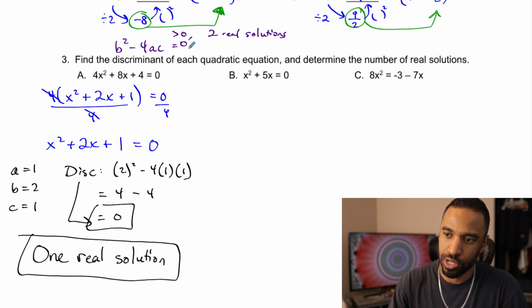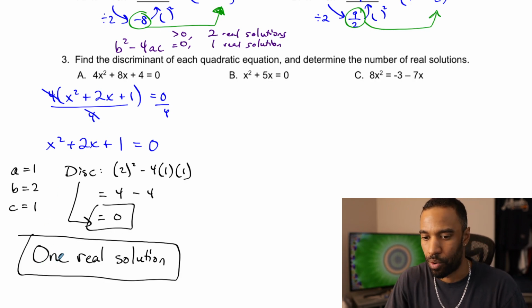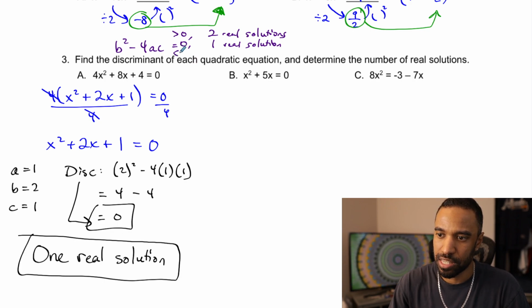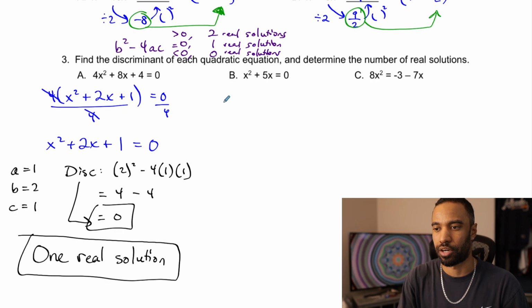If it's equal to 0, we have 1 real solution. I don't know why I wrote the number 1 here. That's okay. And if it's less than 0, if it's negative, then we have no real solutions. None. They're complex solutions.